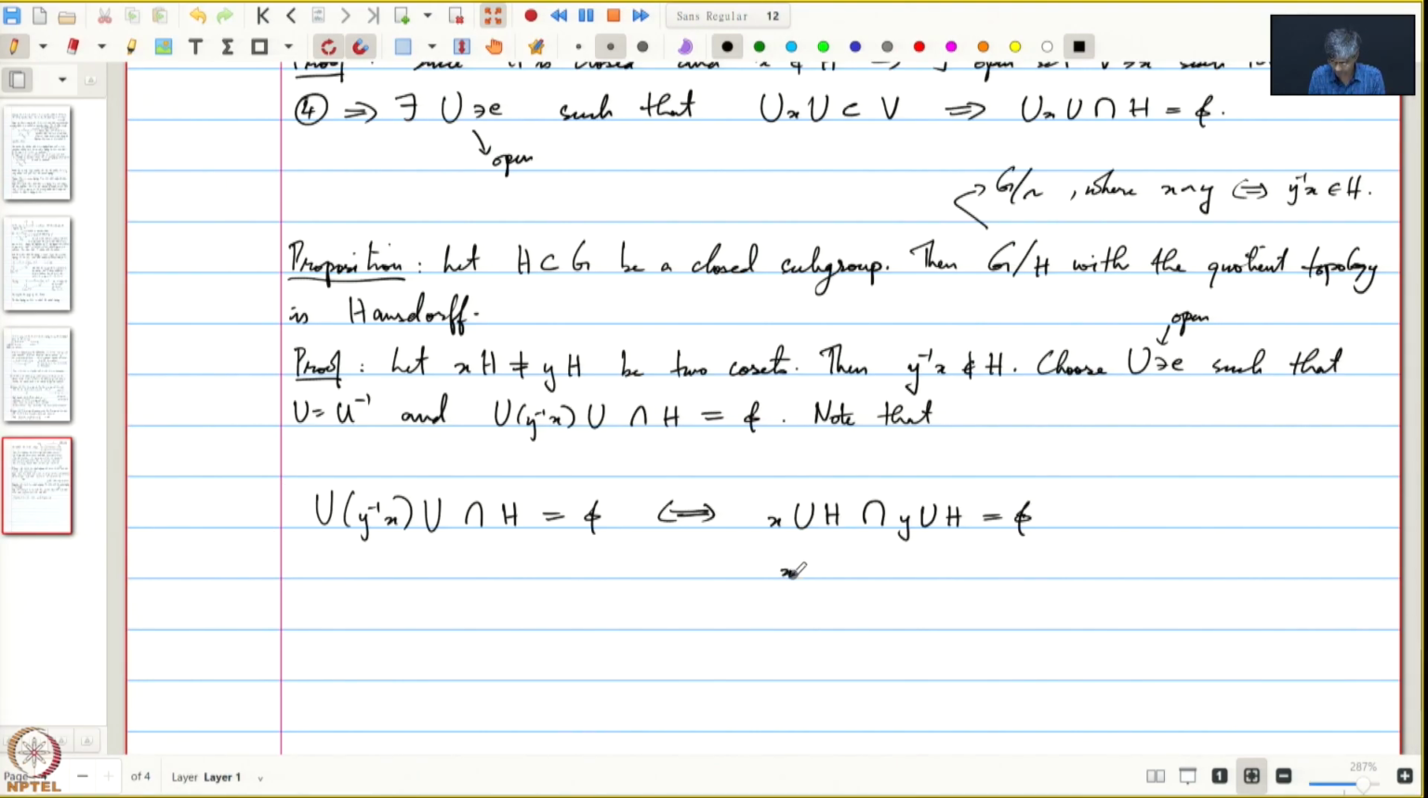If not, then there is x u1 h1 equal to y u2 h2, right? This implies that u2 inverse y inverse x u1 is equal to h2 h1 inverse, right? This implies that, since u2 is in U, u2 inverse is also in U, because U is equal to U inverse, the intersection of U y inverse x U with H is not empty, which is a contradiction.